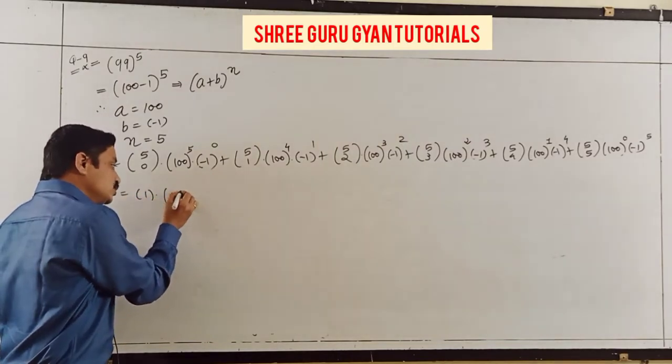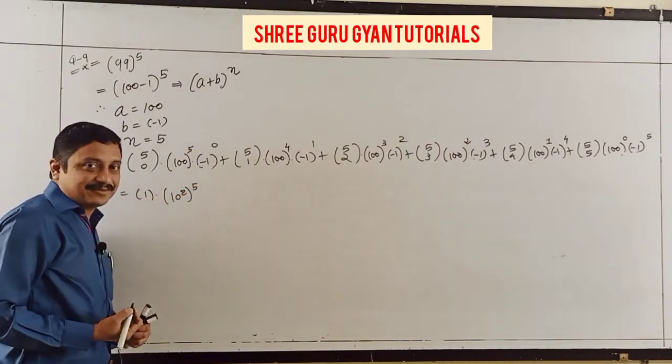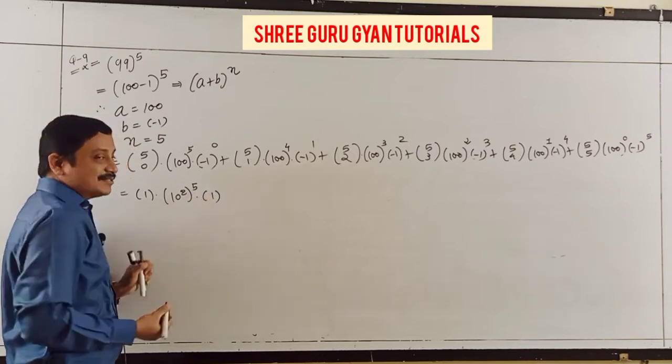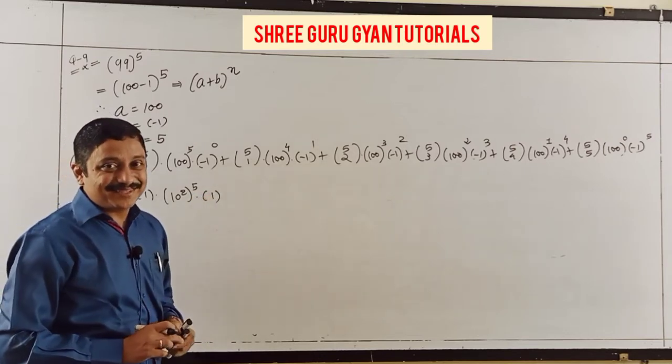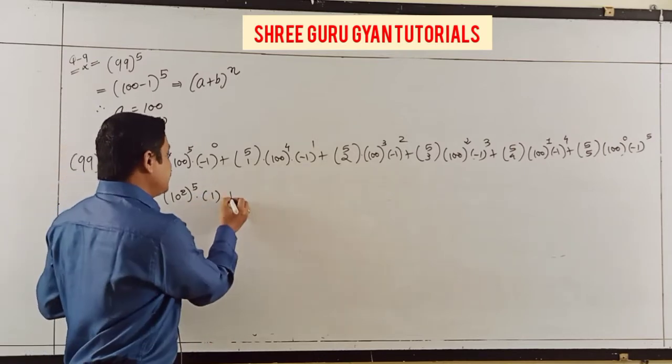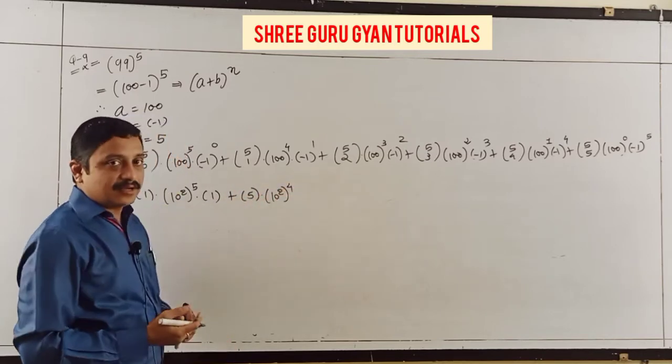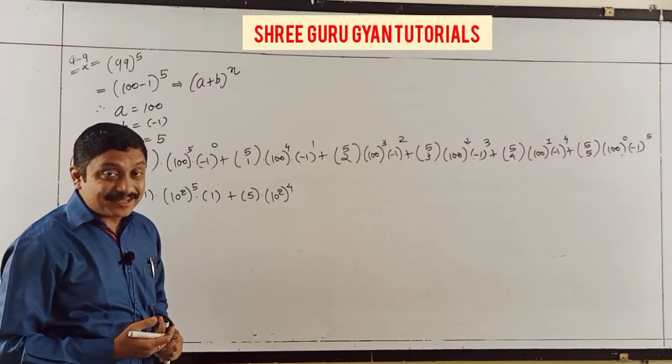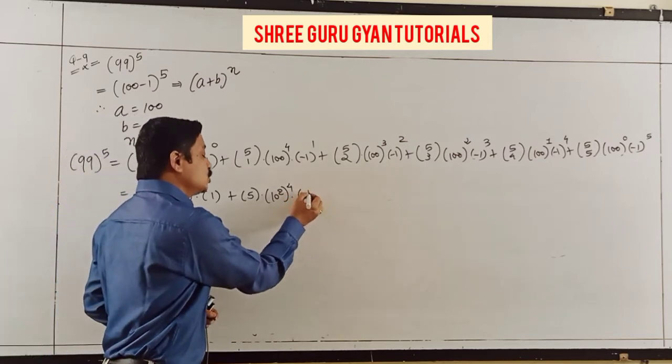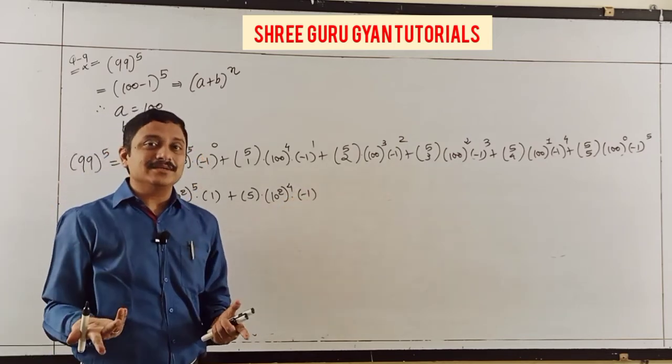So, this is answer 1. Students, 10 is 2, but raised to 5. And the same as minus 1 raised to 0. Same, 5C1 is 5. It is 10 squared, 10 squared is 100, raised to the 4th power. And minus 1 raised to 1 power means minus 1.